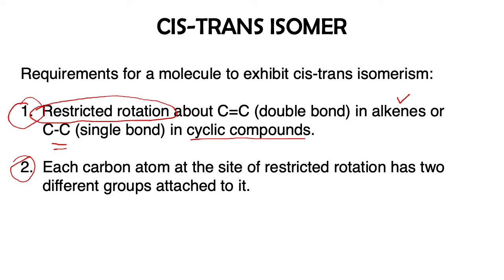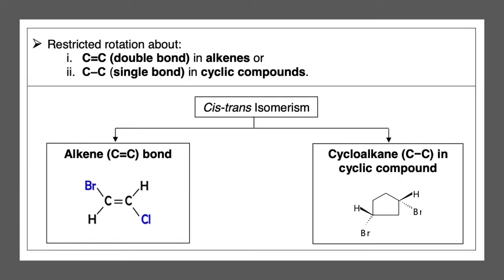The second requirement is even though dia ada C double bond C, tak semestinya juga dia akan jadi cis-trans. Dia mesti memenuhi syarat kedua, which is each carbon, which is this carbon and this carbon, it has two different groups attached to it. So I will explain more about it in the next one lah. Alright. So inilah kiranya macam asas kepada cis-trans isomerism itu.